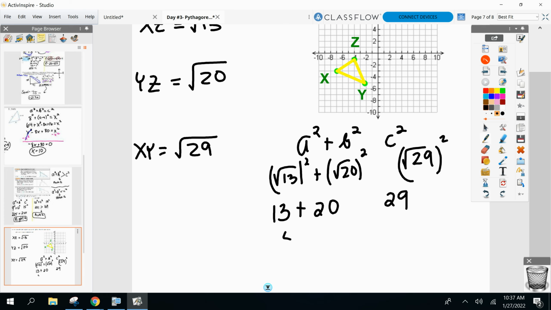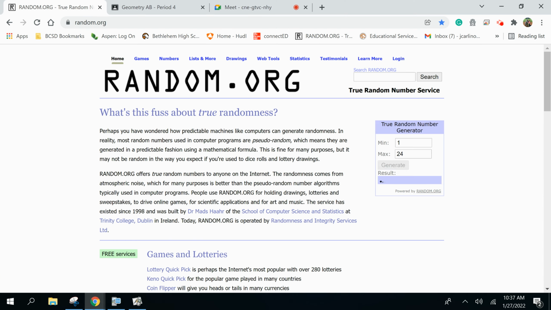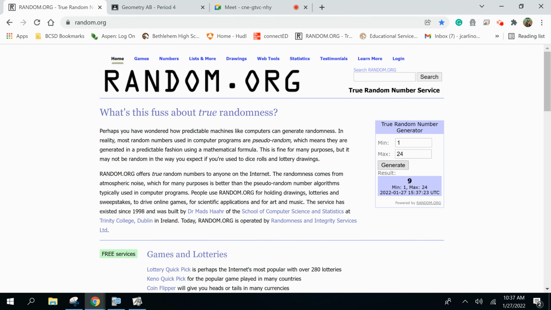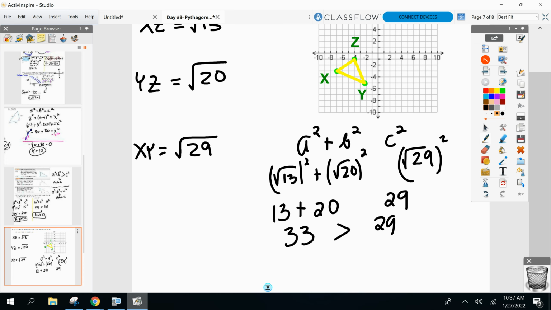33 and 29? All right, so I see the a squared plus b squared side is bigger. So this is going to tell me it's what type of triangle now? Acute. Questions?